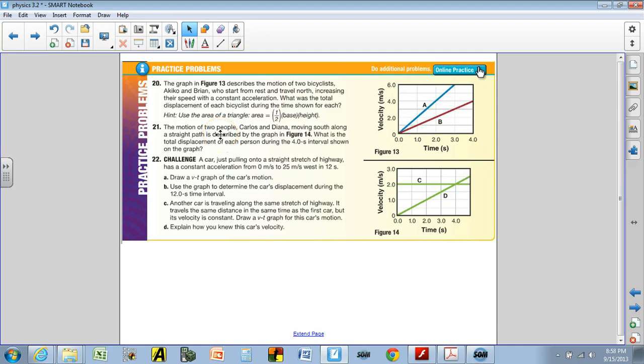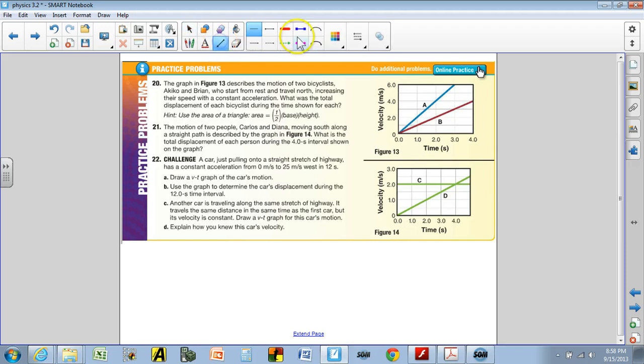Here we have interpreting some graphics. The first one, if we want to interpret this up here, it says it has 2 bicyclists, and it says we start from rest and travel north, increasing their speed at a constant rate. What is the total displacement of each bicycle? Right, we're looking for the area of the triangle.